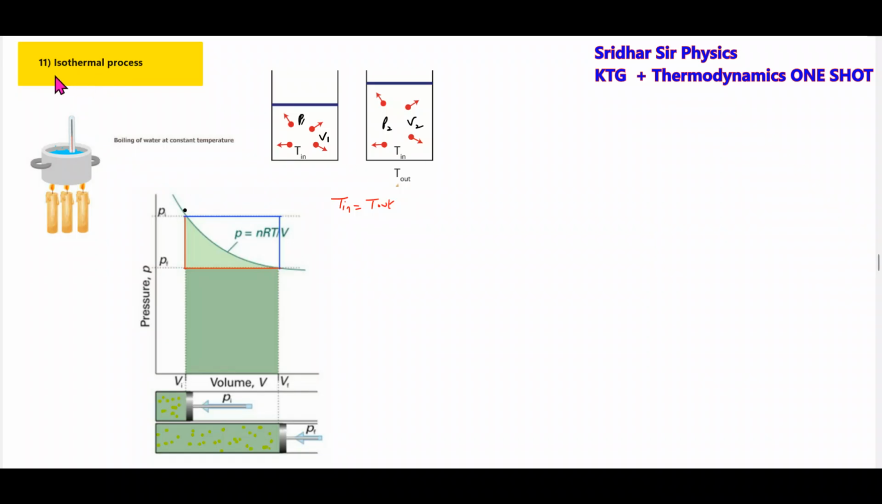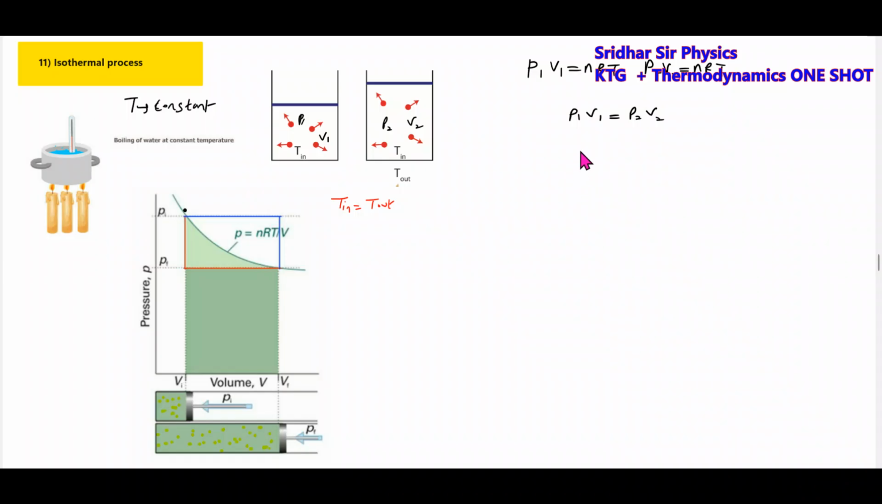Next we have the isothermal process. The gas will undergo an isothermal process. The temperature remains constant. What is the basic idea? Isothermal process: the temperature of the gas remains constant. Then according to the formula, P1 V1 equal to nRT, P2 V2 equal to nRT, or P1 V1 equal to P2 V2. The pressure and volume are going to vary. The gas will expand at a constant temperature.